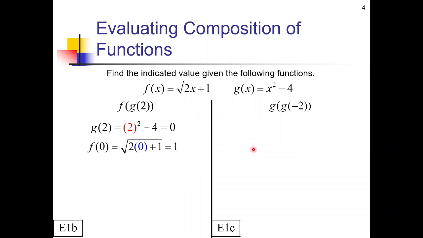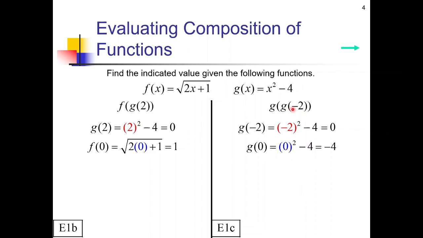And just for fun, pause the video, and we're going to try this one now. You can plug a function value into the same function. There's no reason you can't. So pause the video and see what you can do with g of g of negative 2. All right, so for g of negative 2, the inner g here, we've got negative 2 squared minus 4. This is really 4 minus 4, which is 0. And then if I'm doing g of g of negative 2, I'm really doing g of 0 now. So that's going to be 0 squared minus 4, which is negative 4.